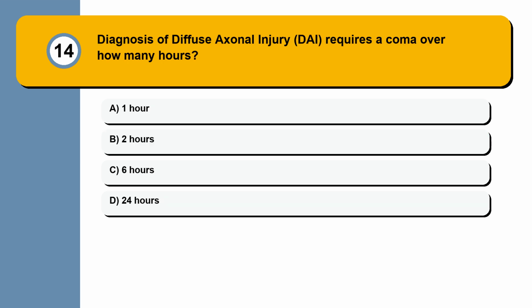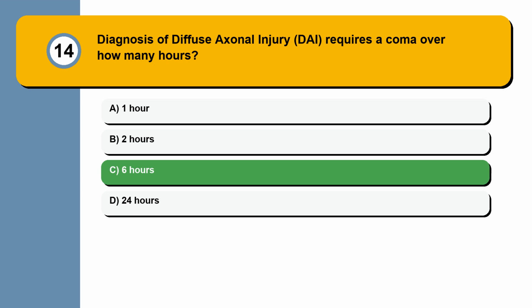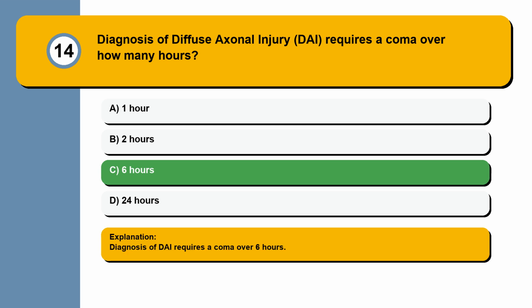Question 14. Diagnosis of diffuse axonal injury, DAI, requires a coma over how many hours? 1 hour, 2 hours, 6 hours, 24 hours. Diagnosis of DAI requires a coma over 6 hours.